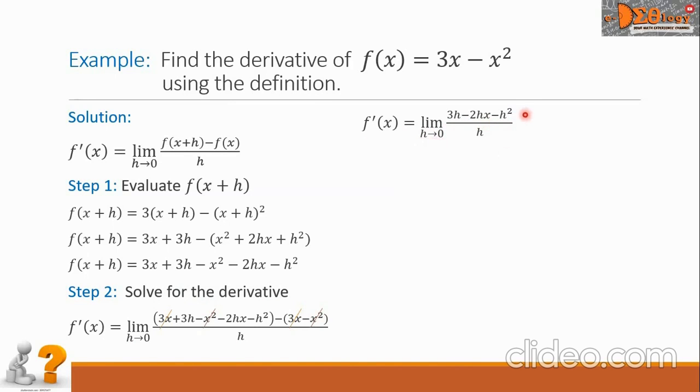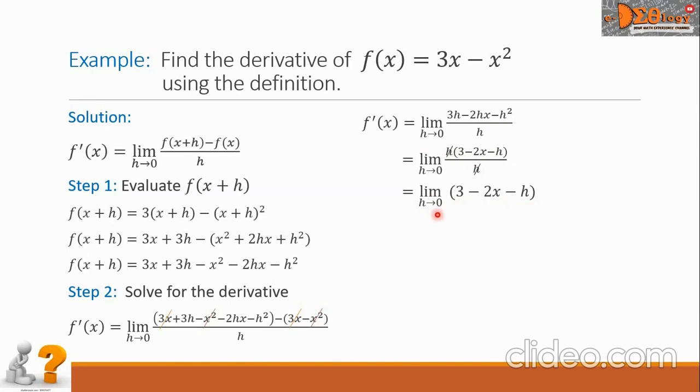Observe again that in our numerator there is a common factor which is h. Let us factor it out. So we have now h times the quantity 3 minus 2x minus h all over h. So we can cancel this h in the denominator and that common factor. Simplifying further, we have the limit of the quantity 3 minus 2x minus h as h approaches 0.